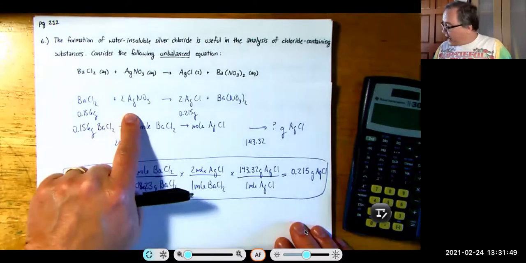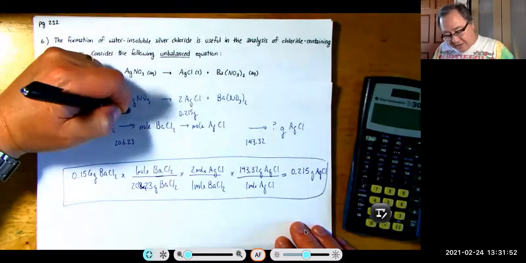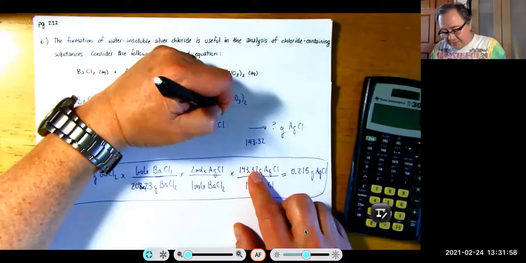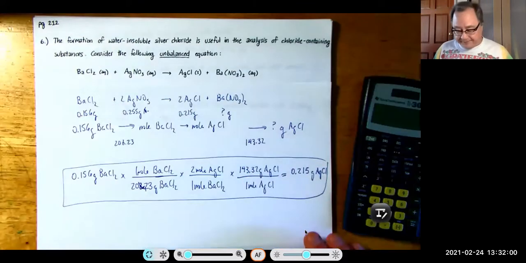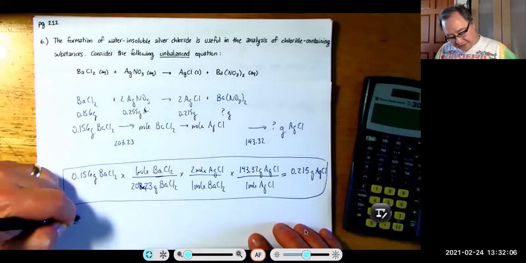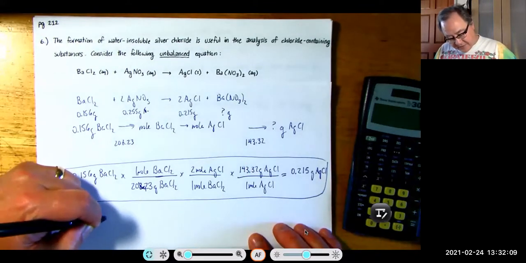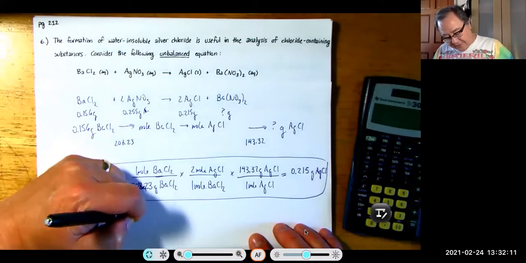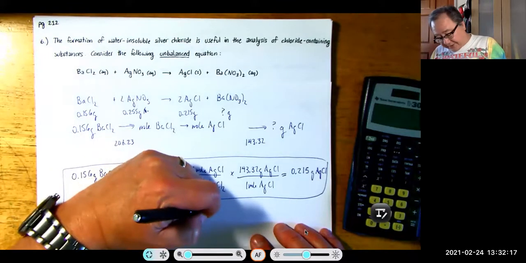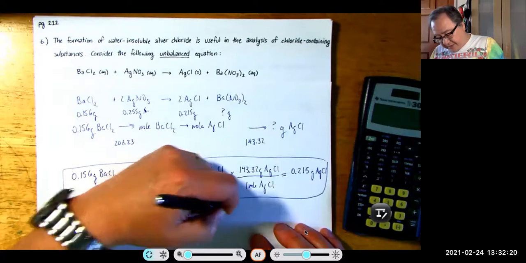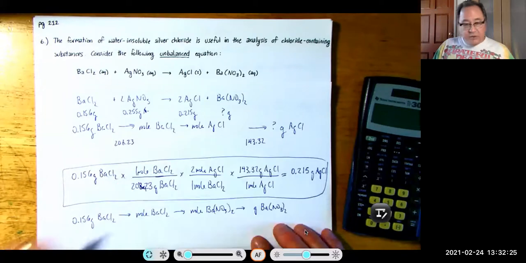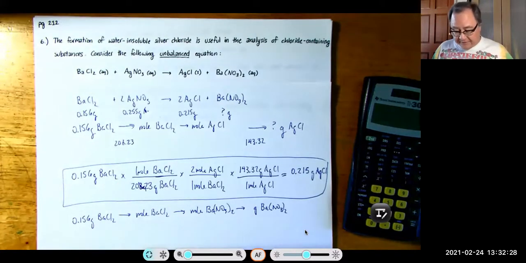Here, we need to have 0.255 grams of silver nitrate. So my question now is, how many grams of barium nitrate would be produced? And there are 2 ways we can get this. We could start with 0.156 grams of barium chloride, convert that to moles of barium chloride, convert that to moles of barium nitrate this time, and then to grams of barium nitrate. What we do need is the molar mass of barium nitrate.